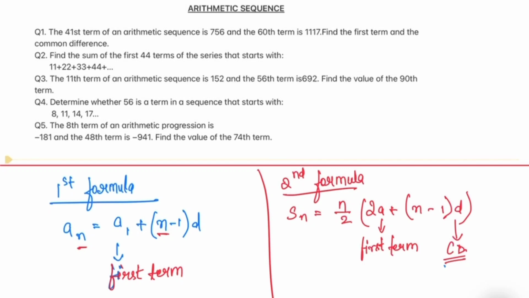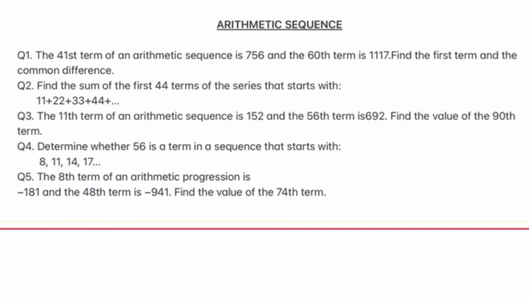So these are the 2 formulas. On the basis of these 2 formulas we'll be solving the questions. Okay, let's start the questions. The first question says: the 41st term of an arithmetic sequence is 756 and the 60th term is 1117. Find the first term and the common difference.